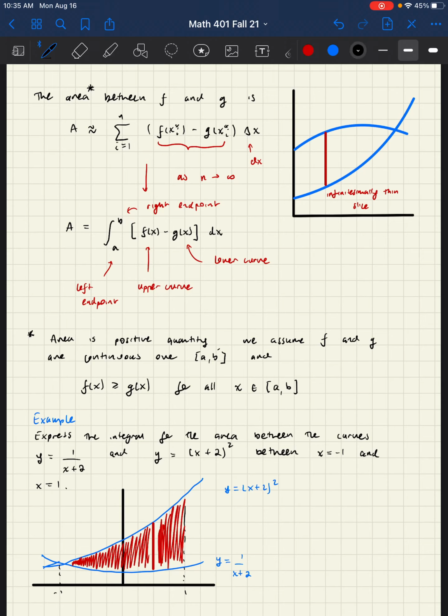And then the integral then, making sure that the upper curve is first, means that we're integrating from -1 to 1, left endpoint, right endpoint. And our integral is of x plus 2 squared minus 1 over x plus 2 dx, which we're not going to do right now, but this is how you would set up that calculation, and you will find at the end some real number, positive, that represents the area between the two curves.